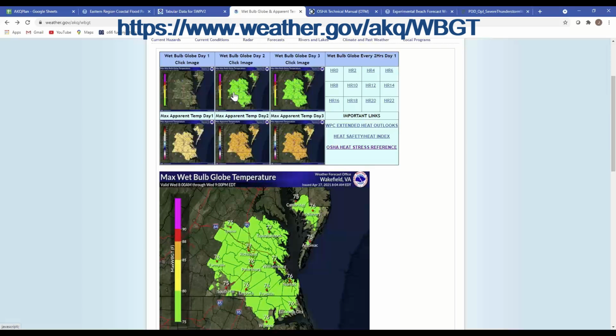And global wet bulb temperature, that's a whole different conversation for another day, but it's just another way of looking at the heat, where it takes into account solar radiation, the time of year. It takes into account humidity and temperature, obviously. Takes into account wind, more factors than just the heat index alone.